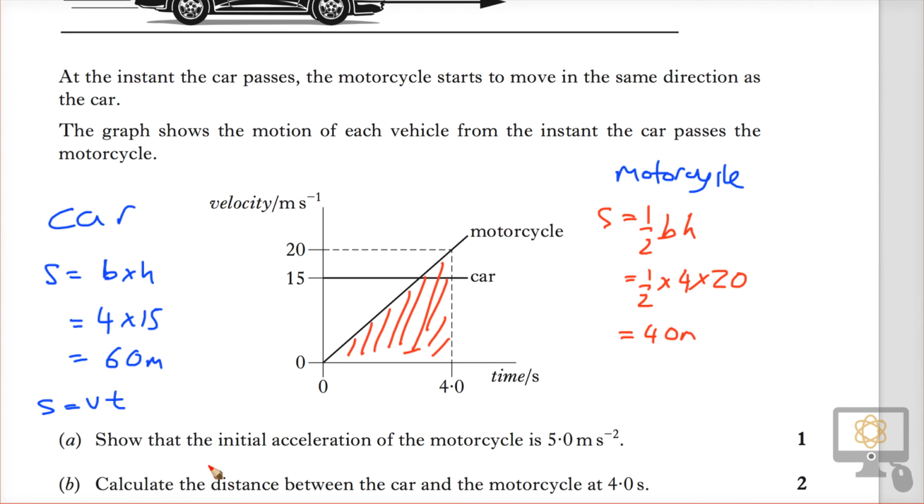And so effectively what that means is the car has traveled 60 meters and the motorcycle has traveled 40 meters. And so therefore the extra distance, I'll maybe put this in green, is equal to the difference between these two, 60 take away 40, which is 20 meters.